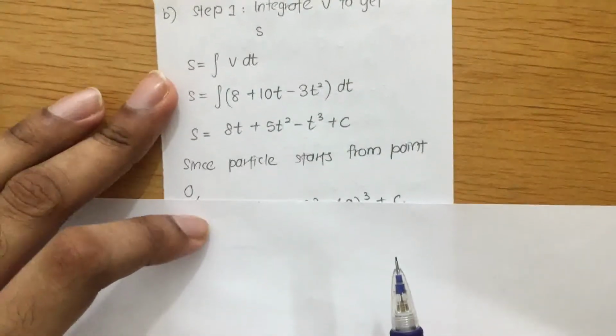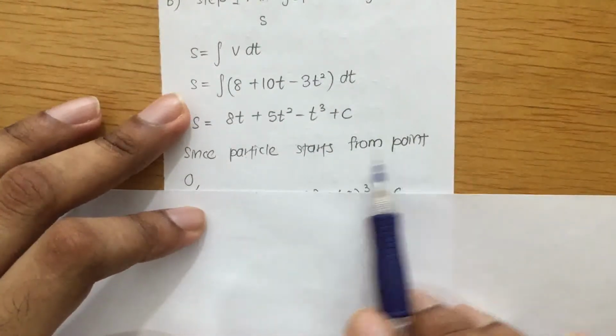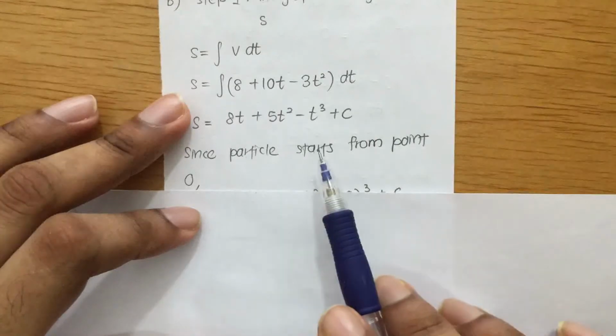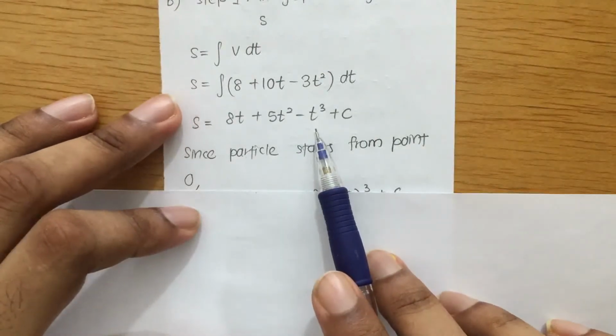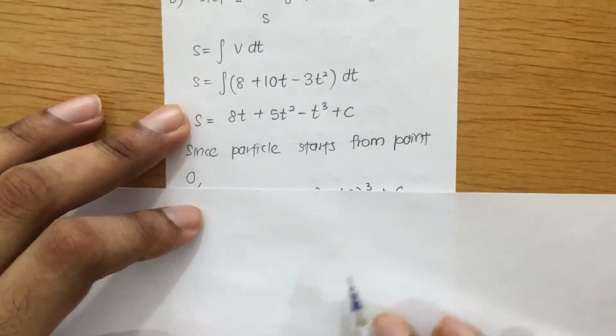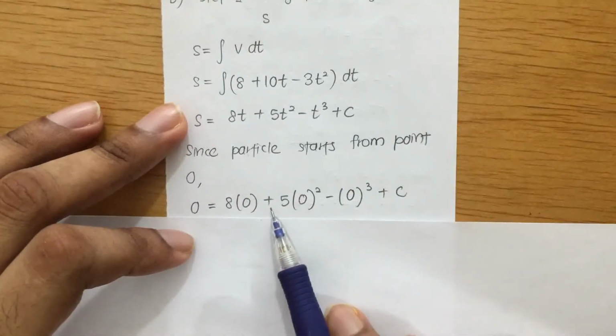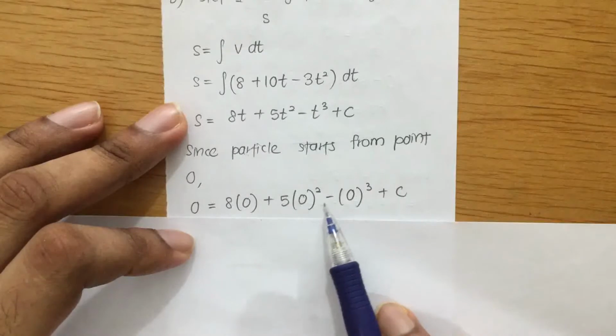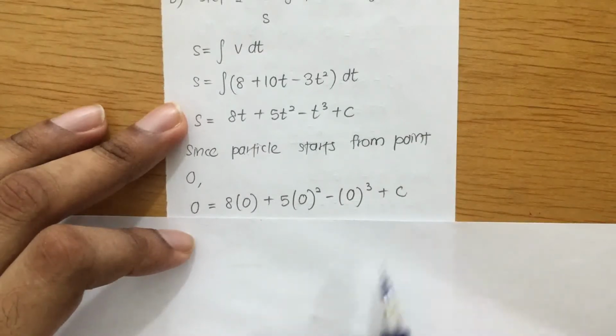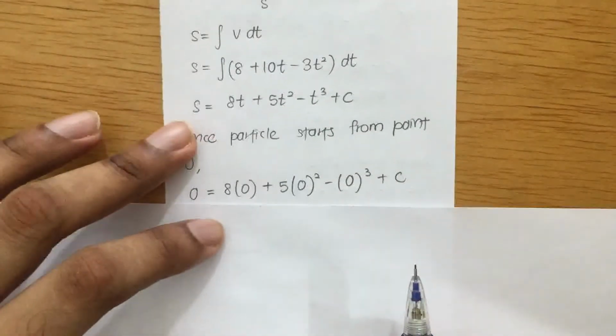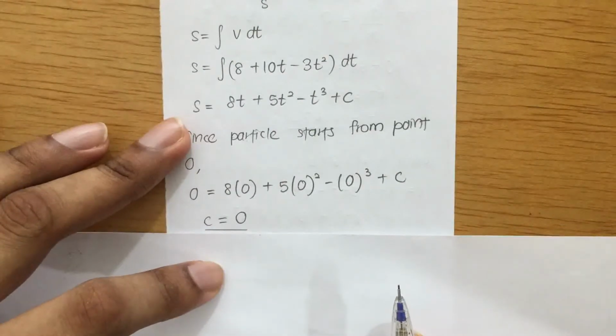And you should consider this condition, guys. Since your particle starts from point O, what does this mean? When your time is equal to 0, your s is actually equal to 0. Okay. 0 equals 8 times 0 plus 5 times 0 squared minus 0 cubed plus c. So from here, you calculate, and you should get c equals 0.